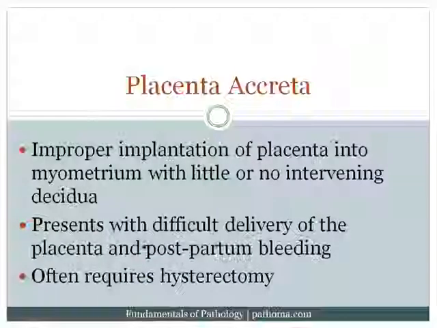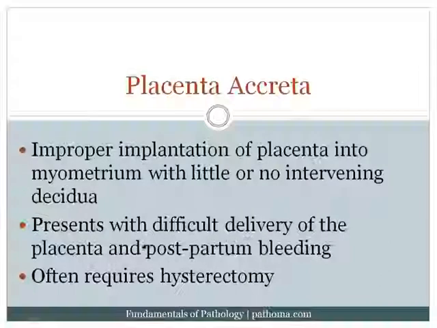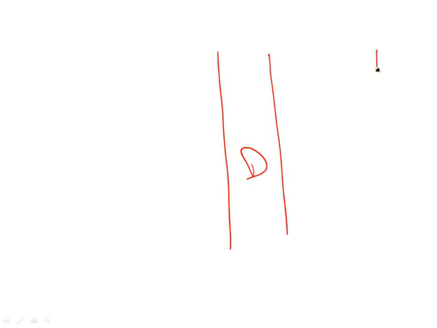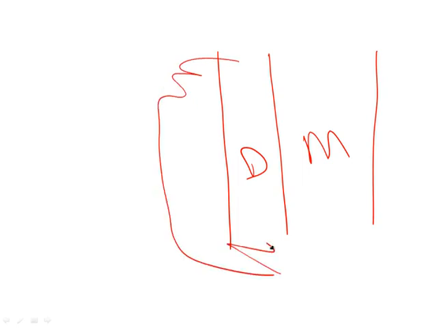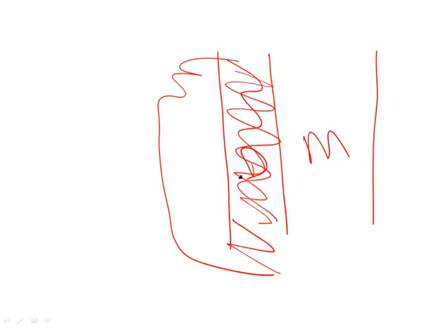Placenta accreta is when you have improper implantation of the placenta directly into the myometrium. Now let's review this and remind ourselves that if this is the uterine wall, then what you've got here is decidua, which is really endometrium that has been put under the effect of progesterone. And then after that, you've got myometrium, right? And so normally when the placenta comes in, it will attach to the decidua. That's the normal implantation of the placenta. However, if there is no decidua or there's minimal decidua, the placenta will attach to the myometrium, and when it attaches to the myometrium, that's called placenta accreta.